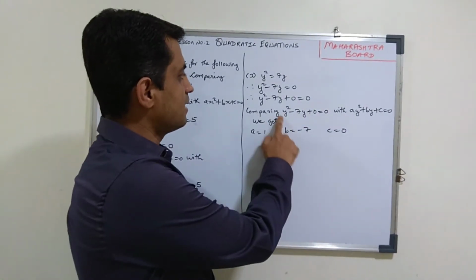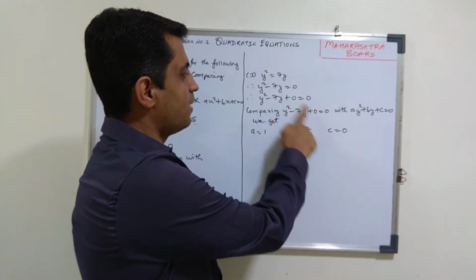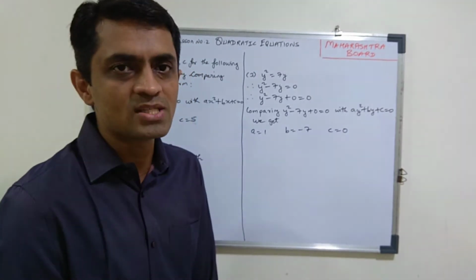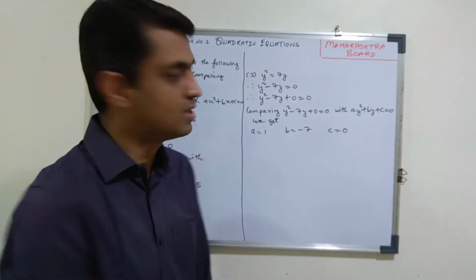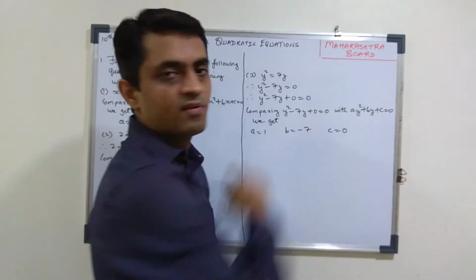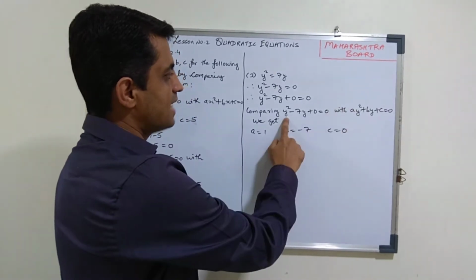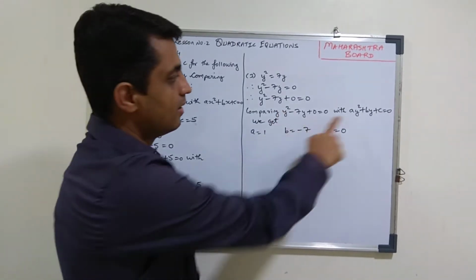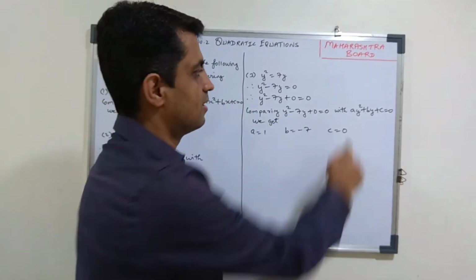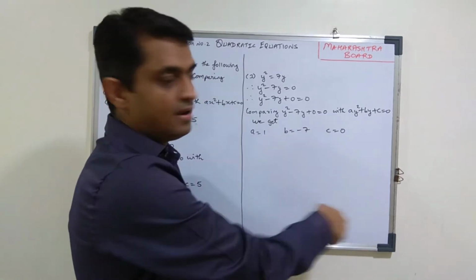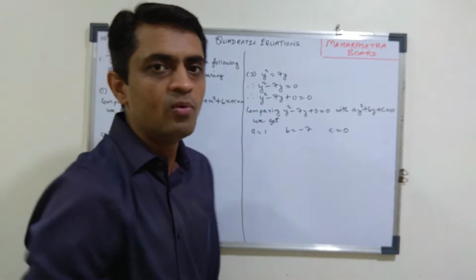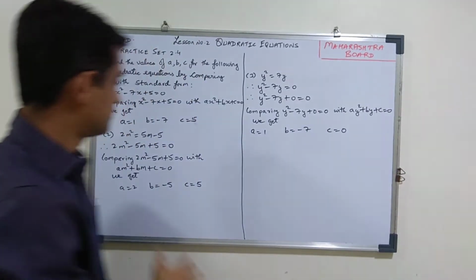So now we'll compare this y square minus 7y plus 0 is equal to 0 with ay square plus by plus c is equal to 0. Since the equation is in y form, we write it in the y form. Now write the value: y square, nothing is there means 1 is there here. The coefficient is 1. a and b are the coefficients. b value is minus 7 and c value is 0. So that way we have found out the values of a, b and c. Clear?